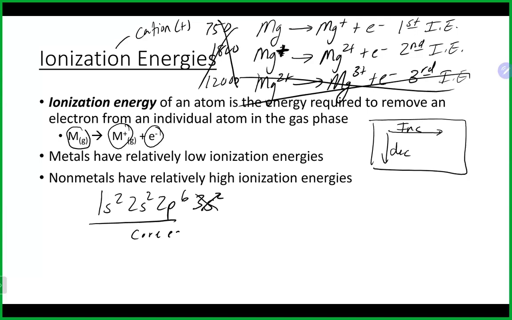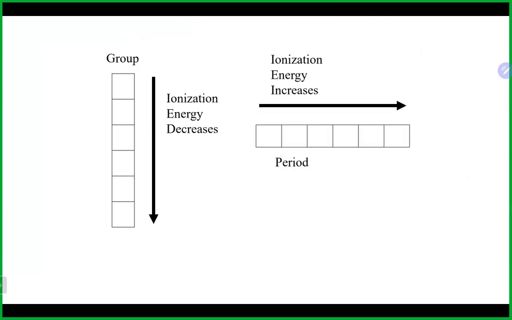So ionization energy, again, increases as we go up to the right on the periodic table, down to the left. And again, that is what we talk about when we talk about cations being formed.